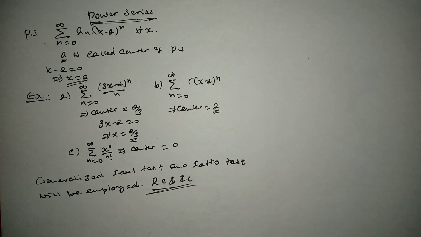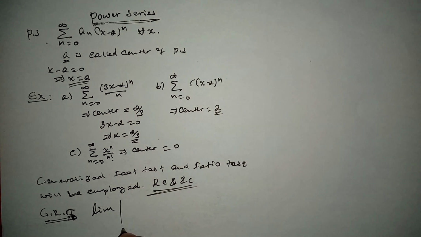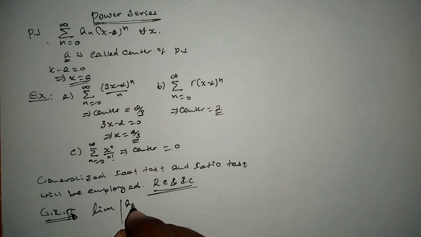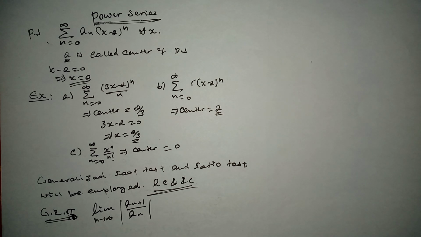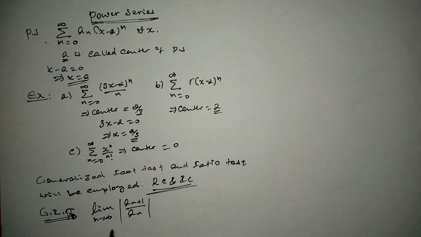Let me start by defining the generalized ratio test. By GRT, I mean the generalized ratio test. So the expression for the generalized ratio test is the limit as n runs to infinity of the absolute value of a_(n+1) over a_n. Here we have three important cases we have to follow, depending on the result of this generalized ratio test.